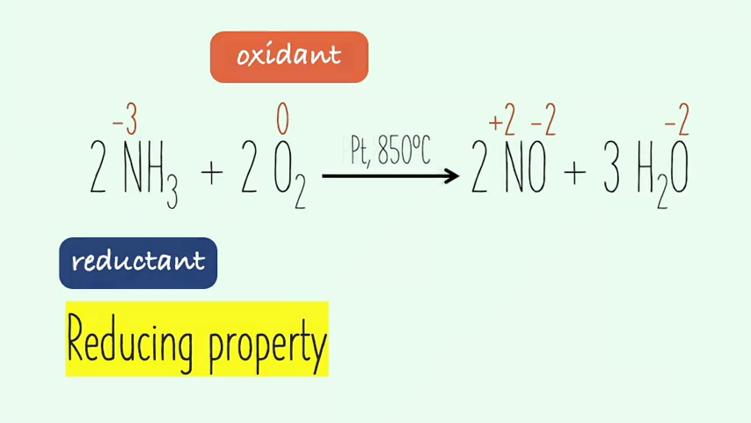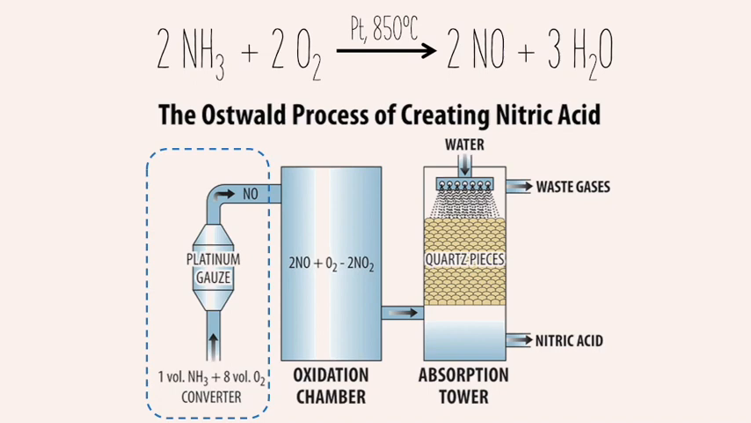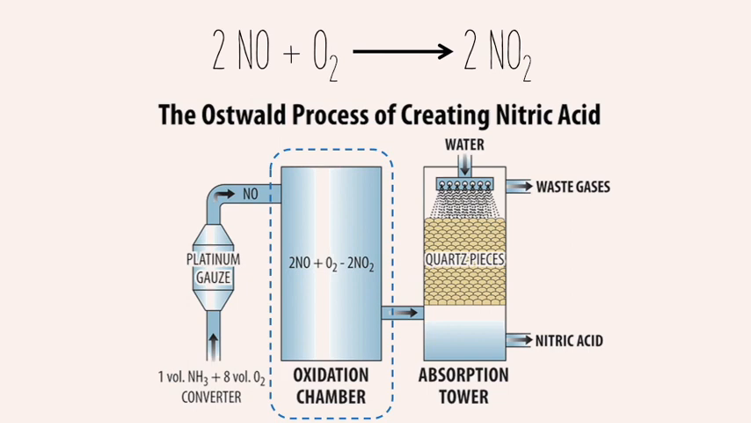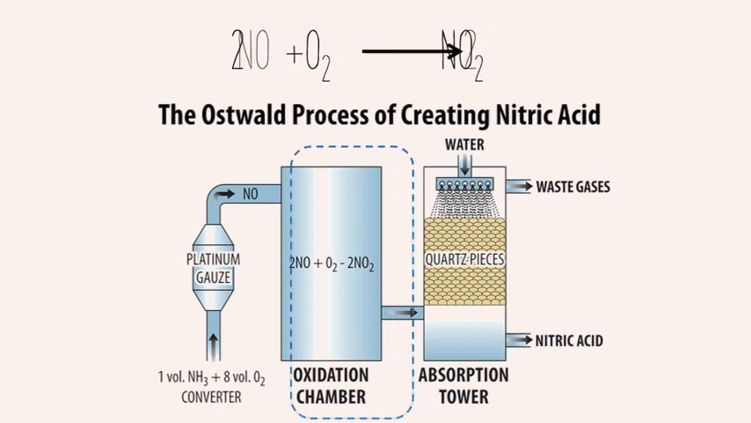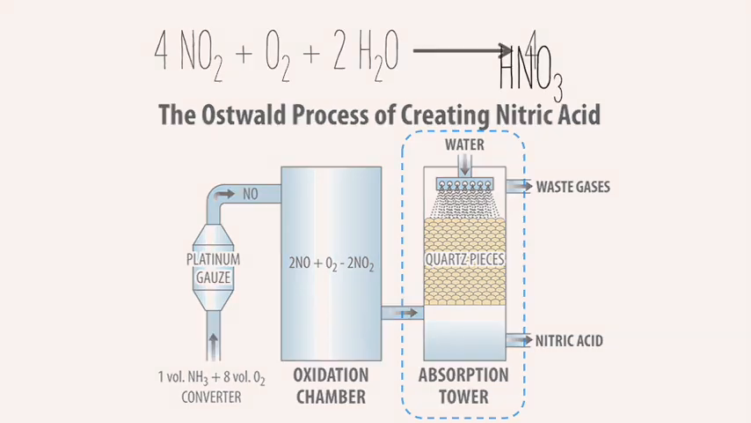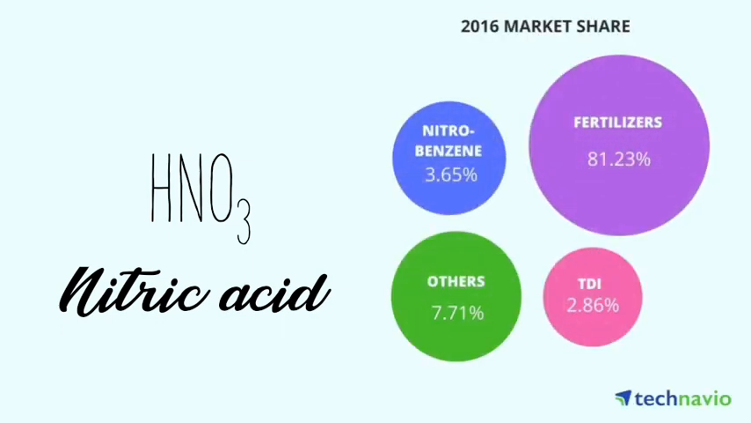This reaction is important in industry because it occurs in the first step of the Ostwald process of creating nitric acid. In the second step, nitrogen monoxide continues to form nitrogen dioxide, and in the final step, nitric acid is obtained. Nitric acid is one of the most important chemicals in the world. The market share of this chemical in 2016 shows that more than 80% of the nitric acid amount is used to produce fertilizer, which is one of the key factors to the success of agriculture.